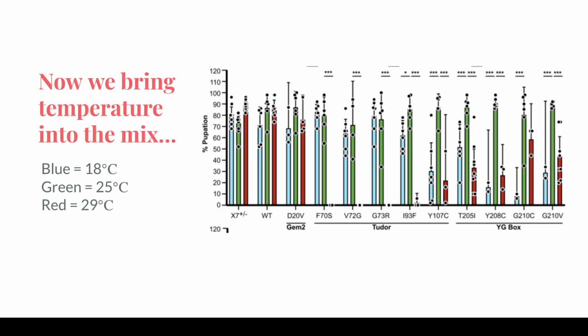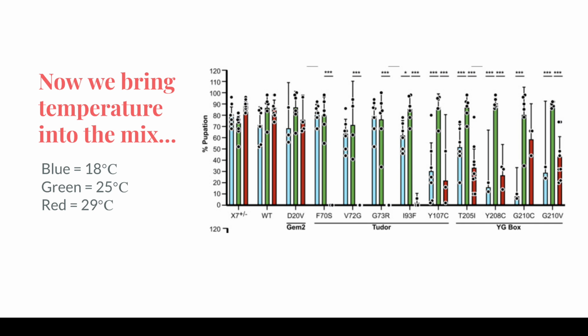So this graph shows the percent pupation, or the percentage of larvae that survive to become pupa. And the blue bars show the larvae that are raised at 18 degrees Celsius. The green shows 25 degrees Celsius, and the red shows 29 degrees Celsius. And each of these confusing-looking codes along the bottom of the graph represent a fly with a mutation in different parts of the gene.